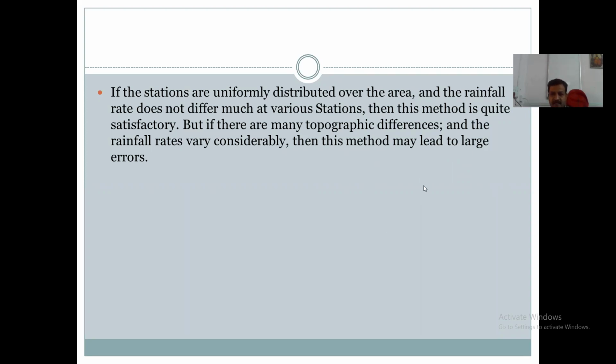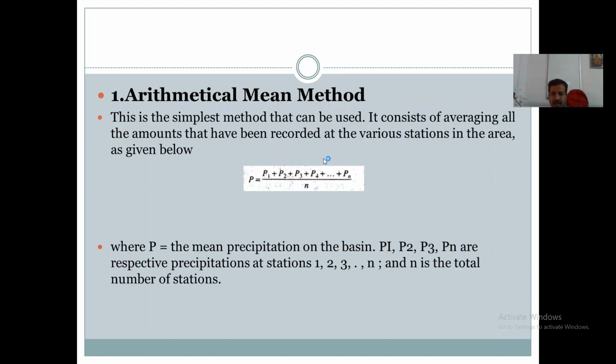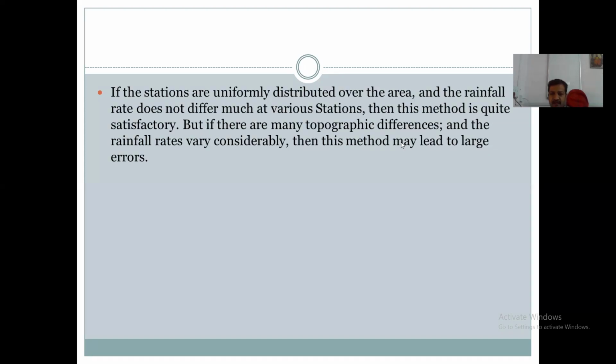In that case, it will show error. This method is not useful if there is a difference in the levels of the ground. Large errors will be there. It will not show accurate readings. In that case, this method is not useful.